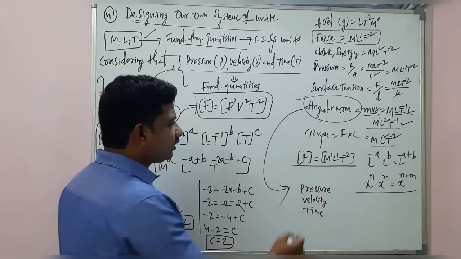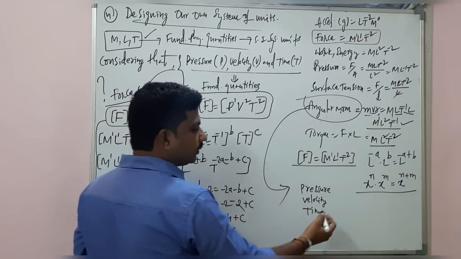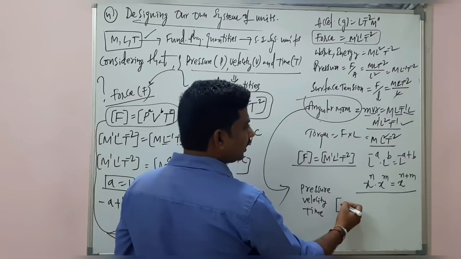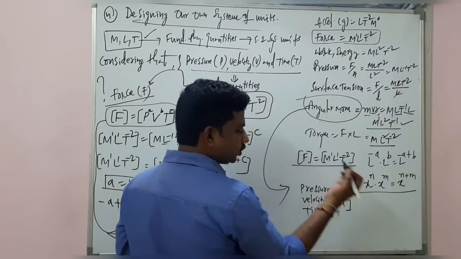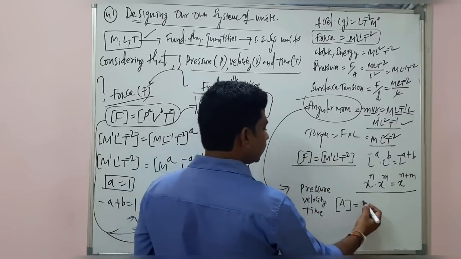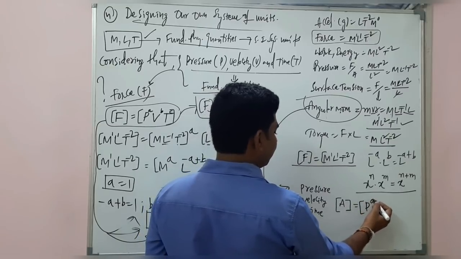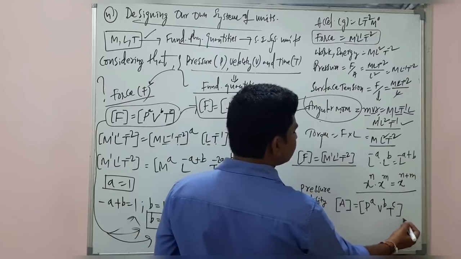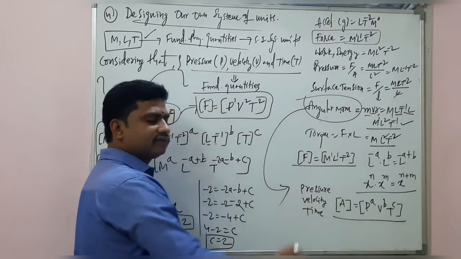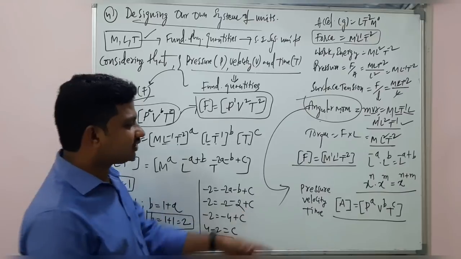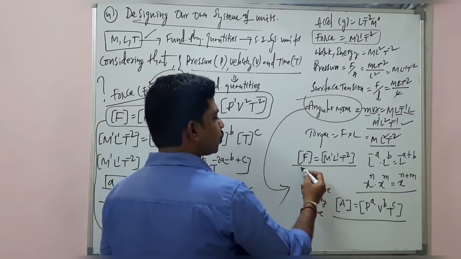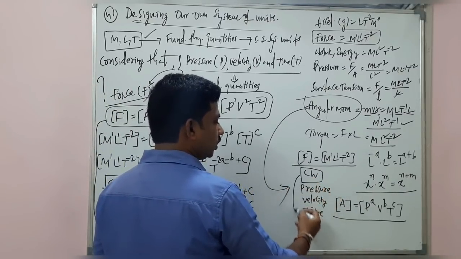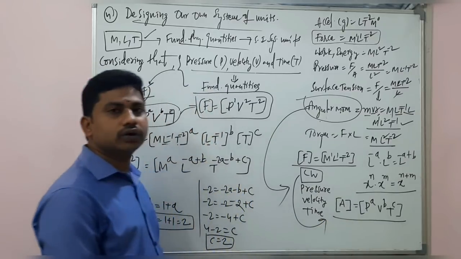Angular momentum dimensional formula you know, right? How will you do it? Imagine angular momentum is denoted with the symbol A, which is equal to pressure P to the power a, velocity to the power b and time to the power c. Find a, b, c and identify the correct answer. So this is your class work.